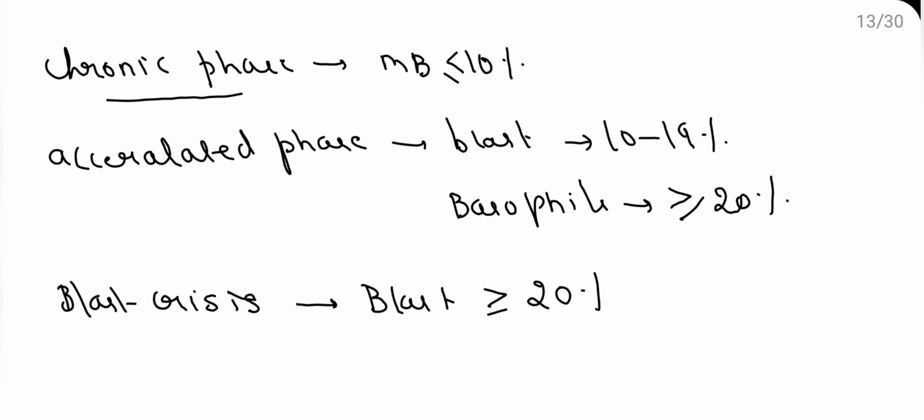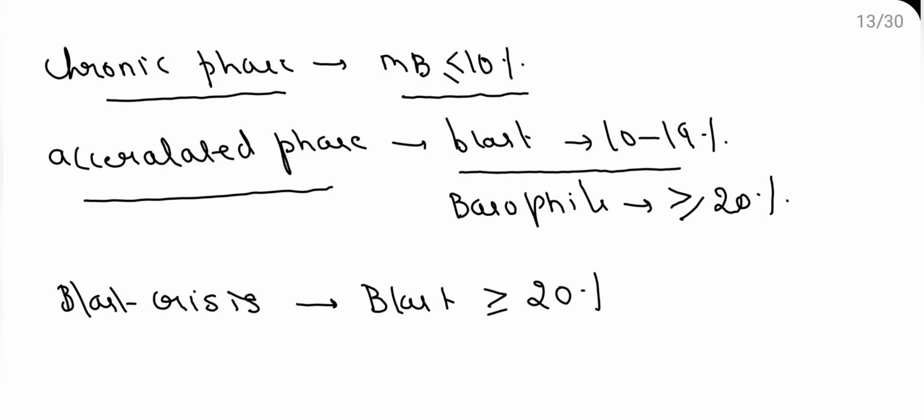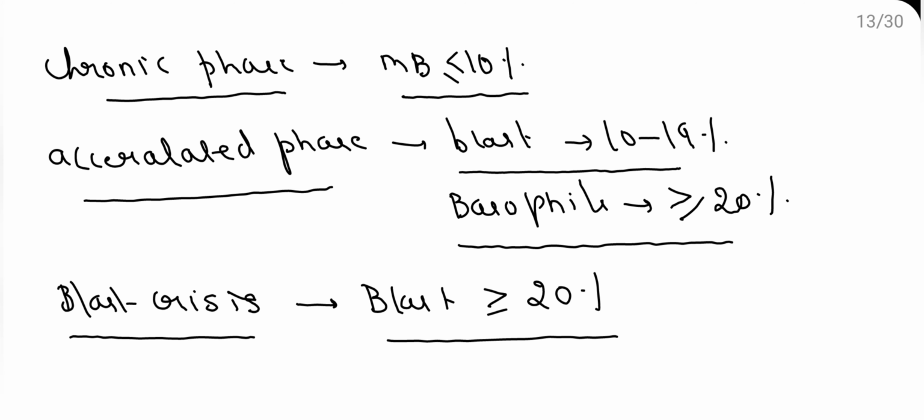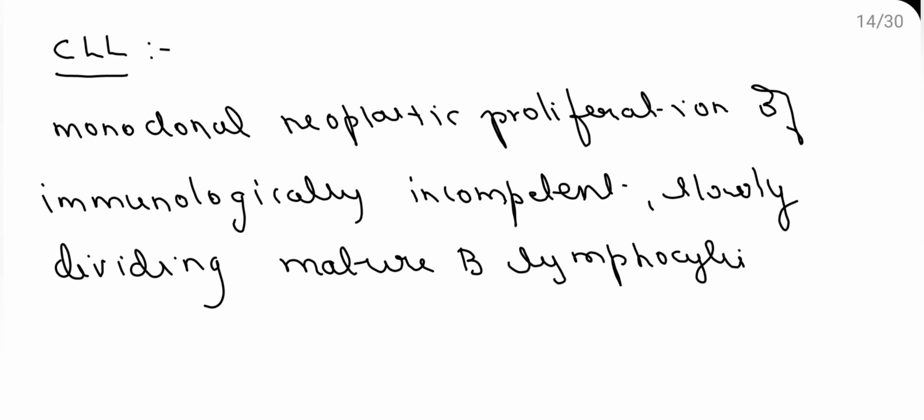There are three phases: the chronic phase where myeloblasts are less than 10%, the accelerated phase where blast cells are 10 to 19% and basophils are more than 20%. In blast crisis, blast cells are more than 20%.